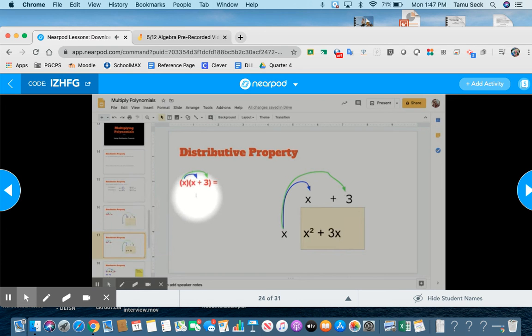We can apply that to variables. Instead of 3 times 70 minus 3, we could do x times x plus 3. So we could take x times x, and we could take x times 3. So x times x is x squared, plus x times 3 is 3x.